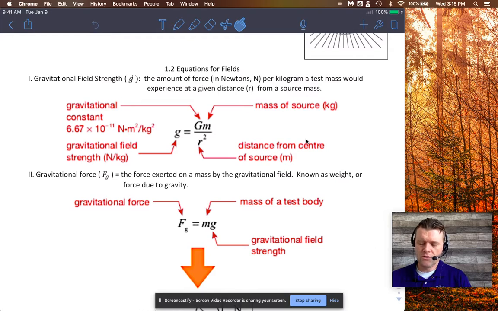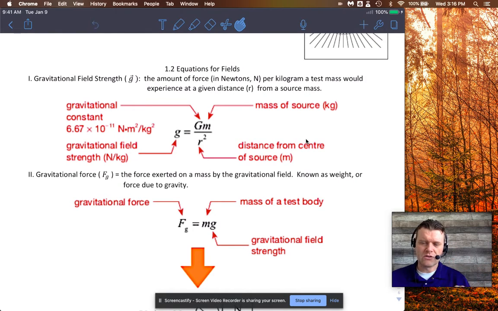The first one you need to know is the formula for what we call gravitational field strength. Sometimes you might remember it as the acceleration due to gravity. But really, if you think of a field strength, it's how much force you would feel per kilogram a test mass would experience at a given distance.